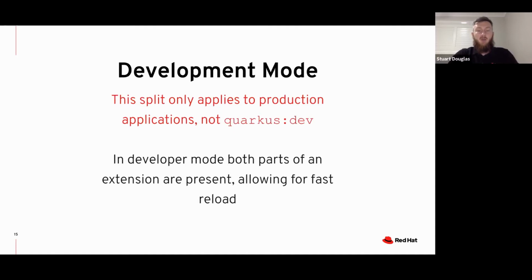So a production application is optimized for startup speed and memory usage. A developer mode application is just optimized for developer experience. You won't see anywhere near those same memory gains or startup speed gains, although you should see very fast reloads.